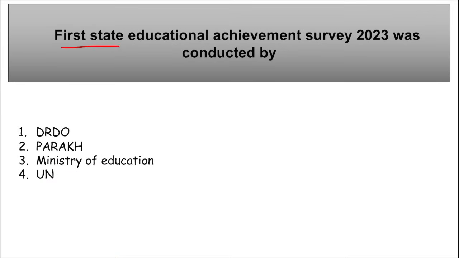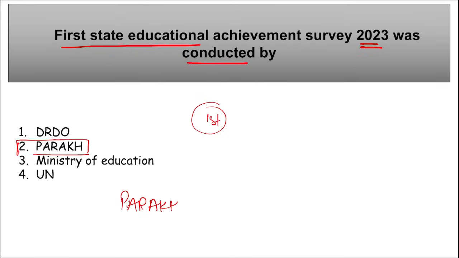Moving on, the first State Educational Achievement Survey 2023 was conducted by which organization? Remember, the first State Educational Achievement Survey 2023 was conducted by PARAKH. Now what is this PARAKH? This is also important.